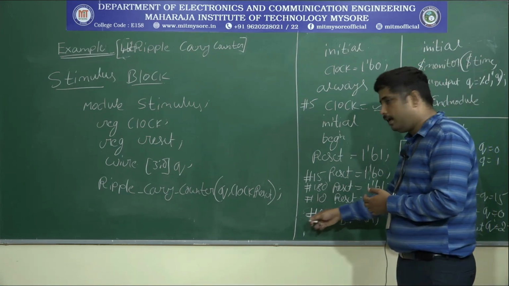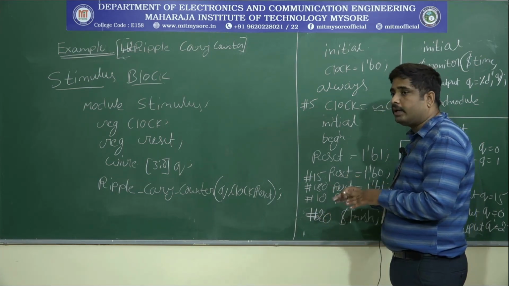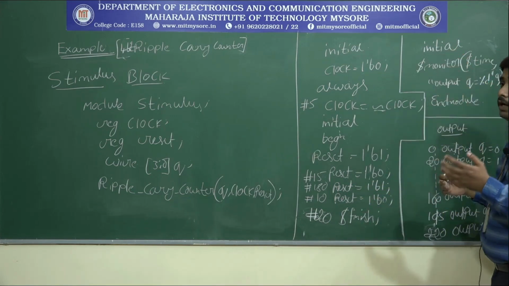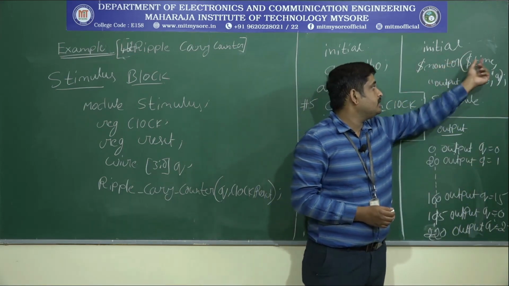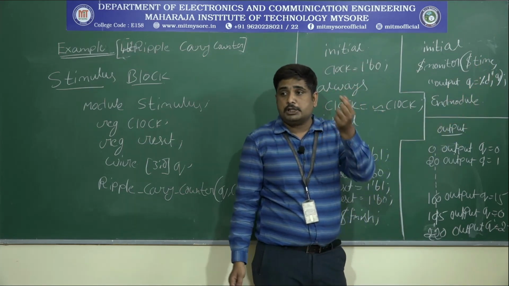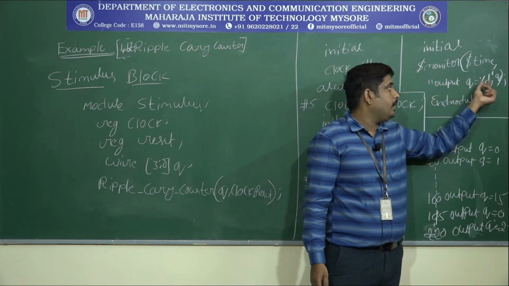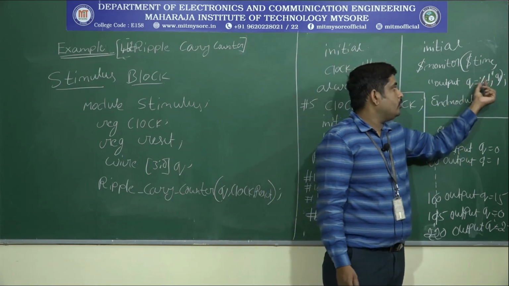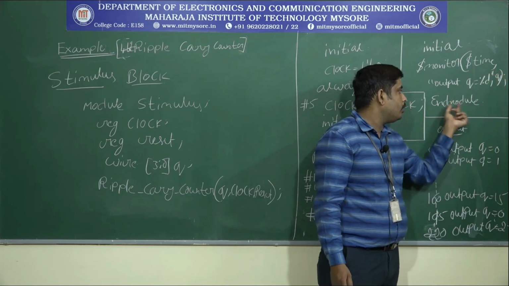That can be done by #20 $finish. It indicates the counter has ended. After this we have to display the output. So display the output with $monitor as $time, output Q is equal to %d. This is the format for displaying the output, that is, $monitor. So output Q is equal to %d, where d means decimal. Q is equal to d, in the sense Q in the form of a decimal. So end the program, endmodule.